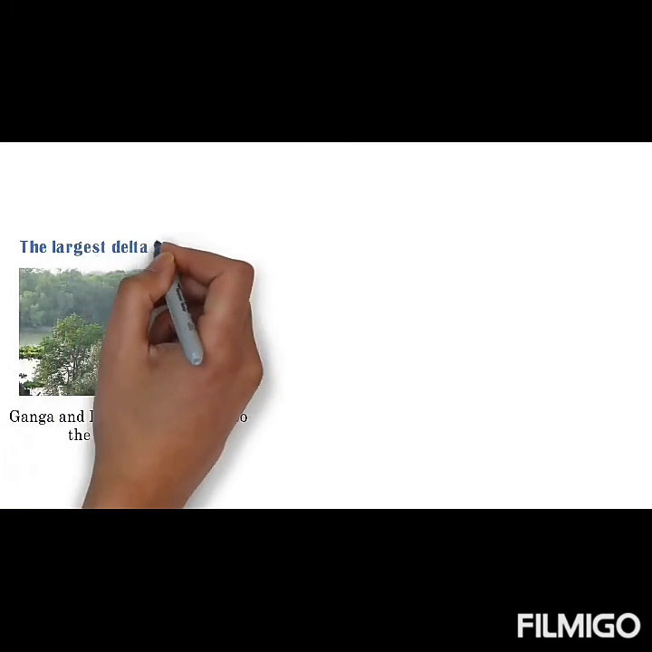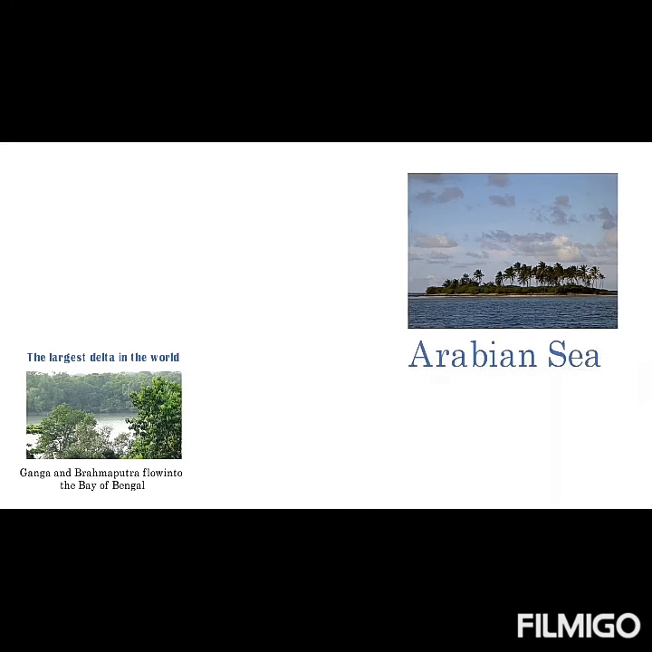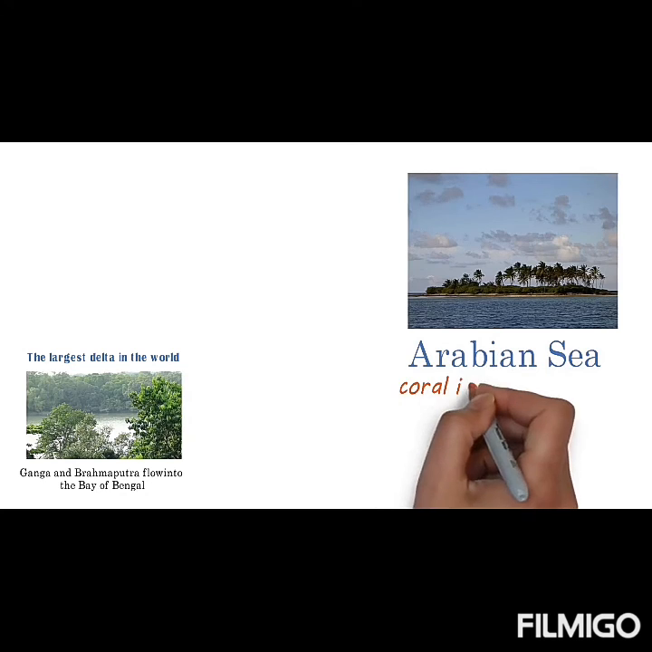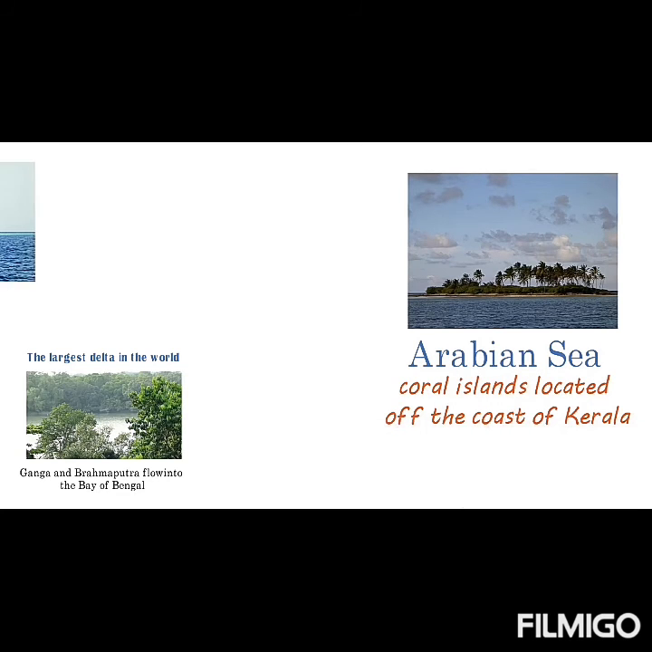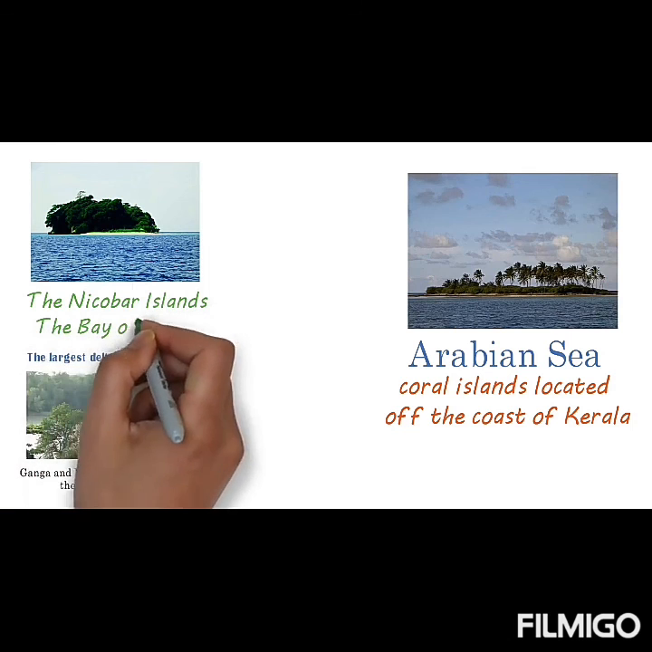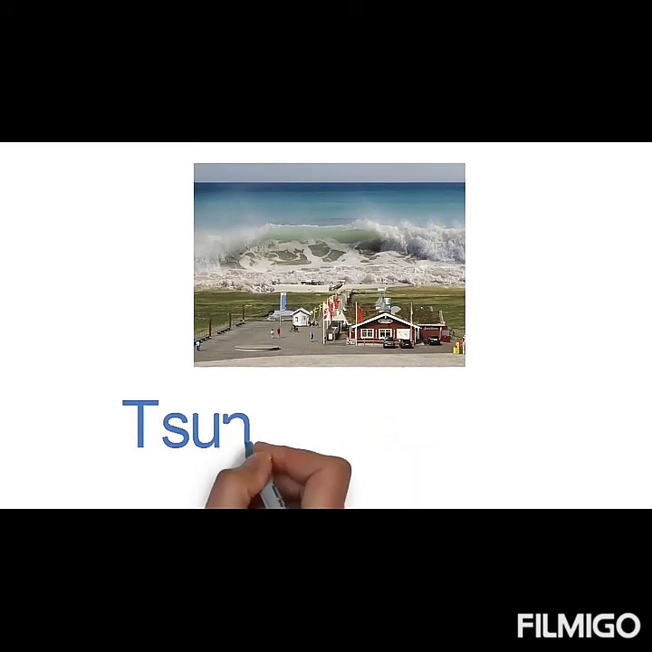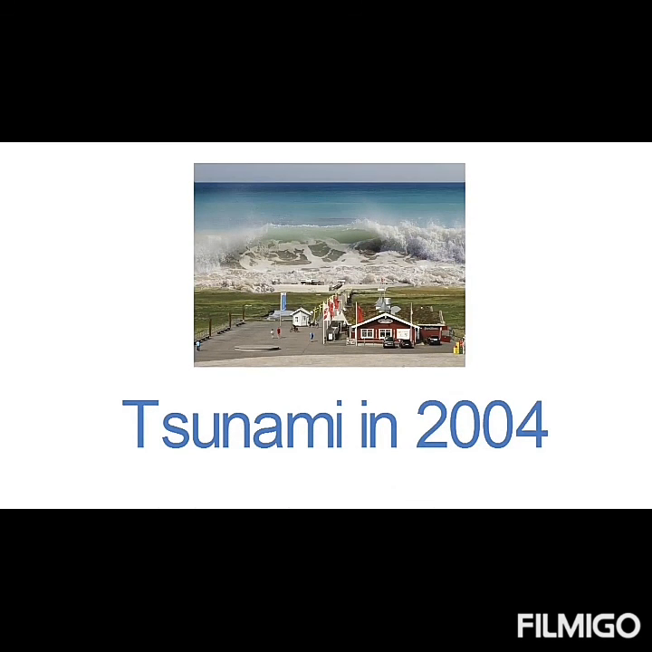The Sundarban Delta is formed where the Ganga and the Brahmaputra flow into the Bay of Bengal. The largest delta in the world is the Sundarban Delta. Apart from this, we have the Arabian Sea's coral islands located off the coast of Kerala. The two groups of islands that are also part of India are the Andaman and Nicobar islands and the Lakshadweep islands, which are located in the Arabian Sea.